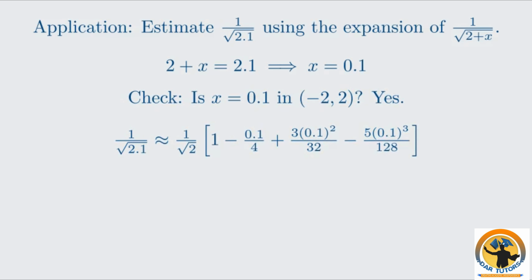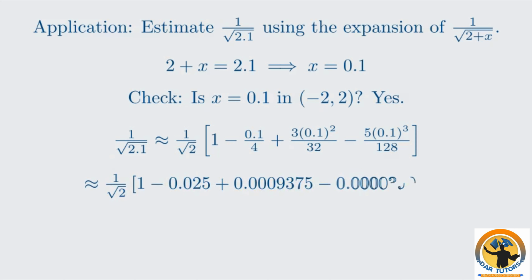Let's calculate the value inside the bracket. This simplifies to 1 - 0.025 + 0.000937 - 0.00000390625. Adding these up gives us approximately 0.9758984375. Finally, we multiply by 1 over the square root of 2, which is approximately 0.70710678.